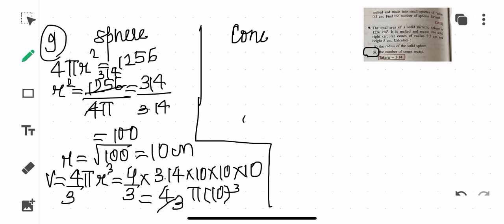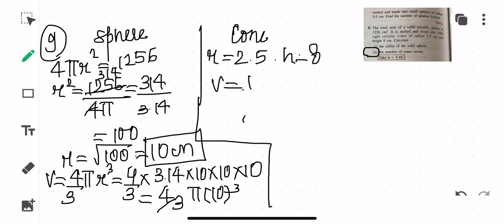Now we will be writing down for cone. It is melted and recast into solid right circular cone of radius. So the first sub question was, you had to find the radius of the solid sphere, children. So you found out already. Okay, now what you will be doing, children, you have found out the volume also. Now the second part, how you are going to do, I will tell you. So for cone, the radius has been given as 2.5 and the height has been given as 8. So what will be the volume?